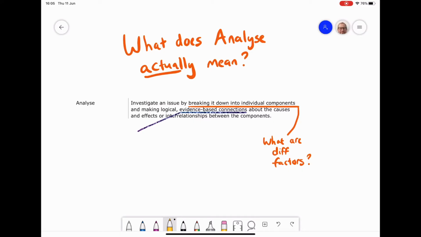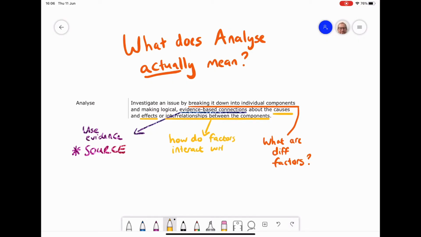Making logical and evidence-based connections. That shows me that I'm going to need to use evidence. And this will come from a source that will be given, sometimes several sources, so I need to reference back to that source. Making logical evidence-based connections about the causes and effects or interrelationship between the components. So we've said that there are different factors, but we need to then think, well, how do these factors surrounding this issue, how do they interact, how do they interrelate, in what way do they play off each other?